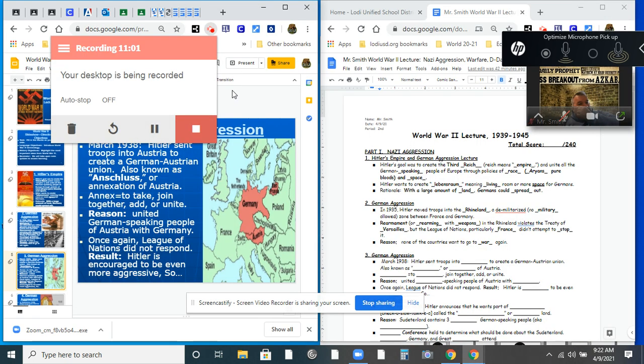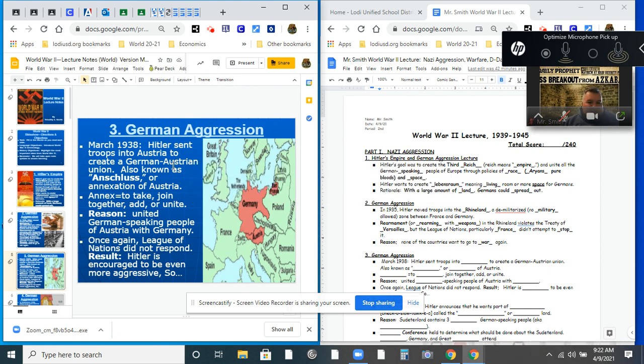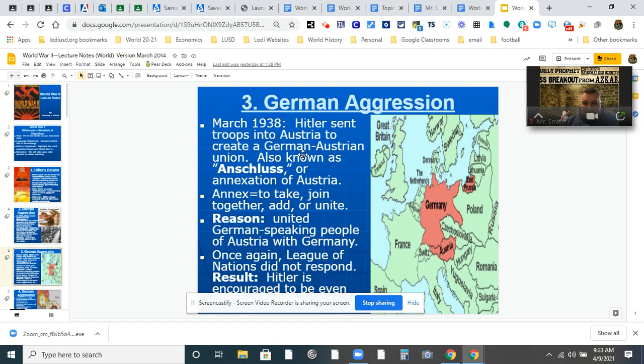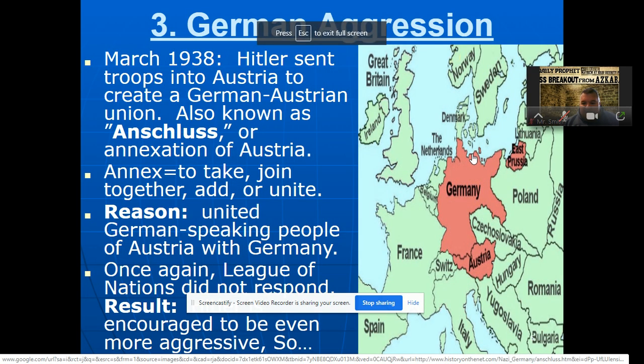Okay, let's go to slide 3. Here on slide 3, the German aggression continues in March 1938. By the way, is it just me, or does Germany geographically look like a wolf? See the ears and the mouth, like trying to swallow Czechoslovakia once they got Austria added, not Australia, Austria.